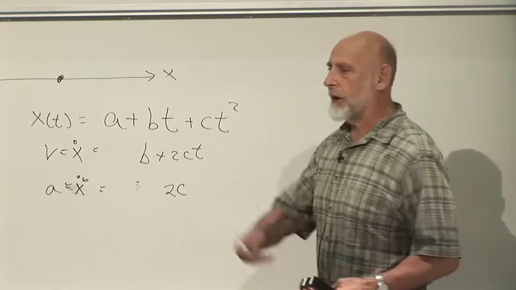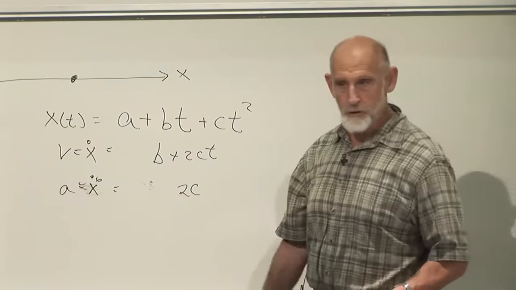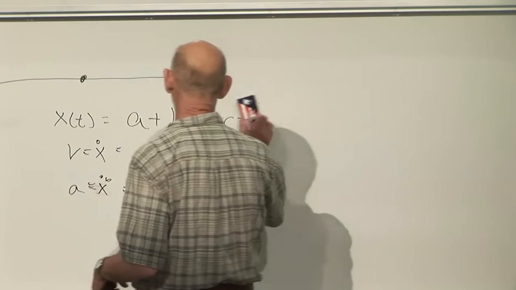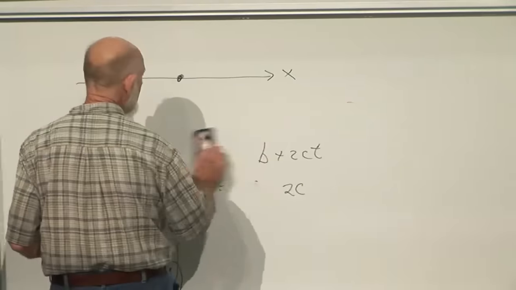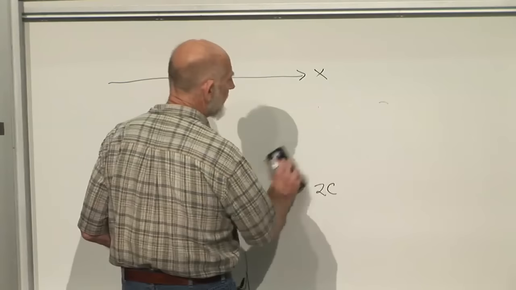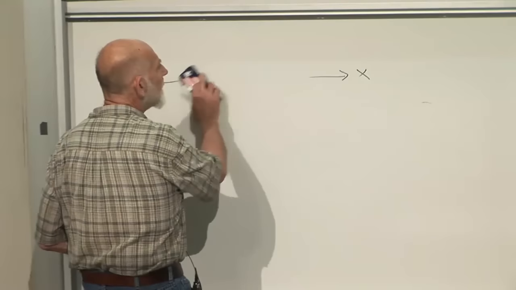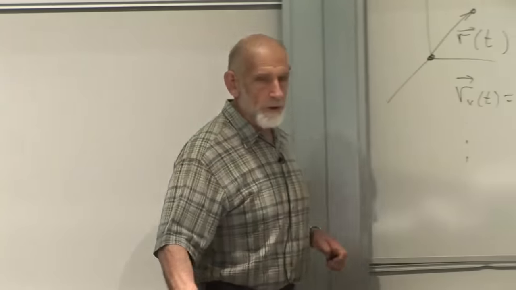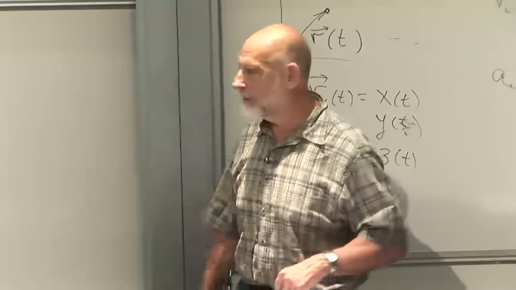That's the kind of motion you have of an object falling in a gravitational field with a constant acceleration. What I want to do before we finish is one more example, which is more interesting, and it's circular motion, motion in a circle. This will teach us something interesting new.